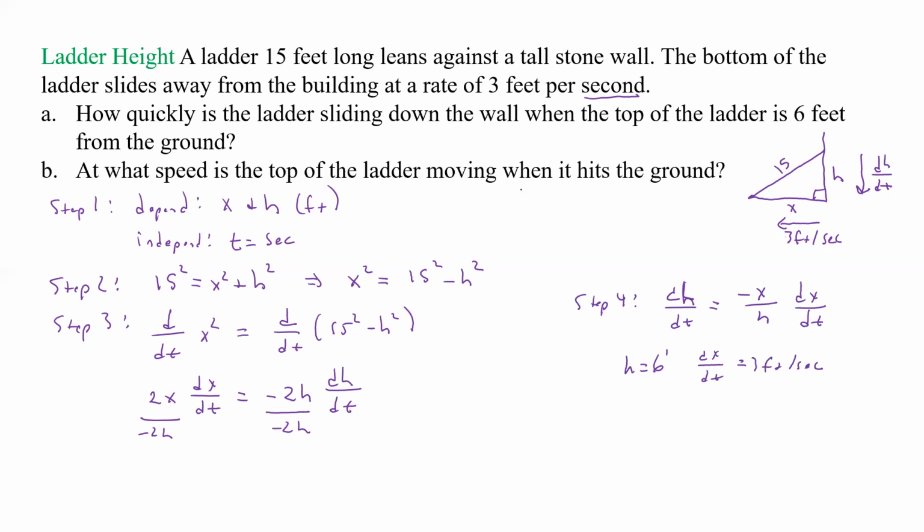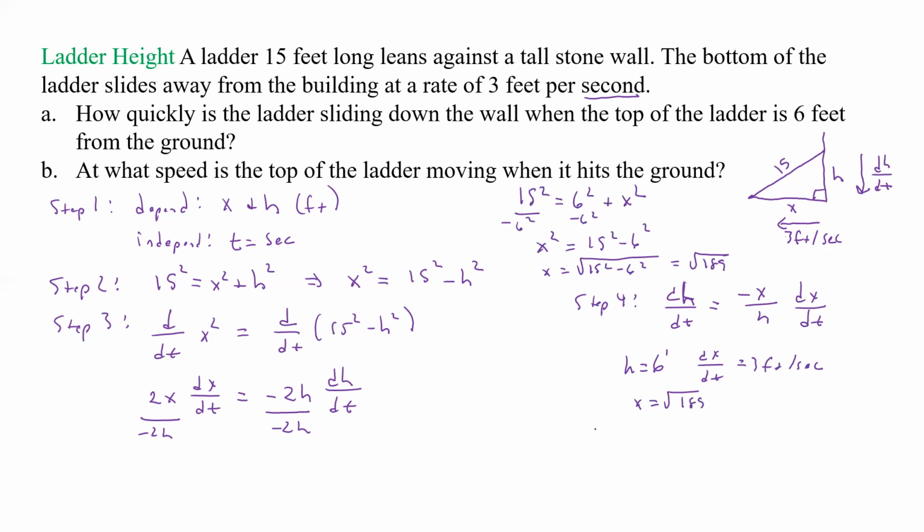And so we say, okay, 15 squared is equal to 6 squared plus x squared. So subtract 6 squared. And so x squared equals 15 squared minus 6 squared. And so x is equal to plus or minus, well, we only need the plus distance, the square root of 15 squared minus 6 squared. And if we plug that into our calculator, 15 squared minus 6 squared is equal to 189. So x equals the square root of 189.